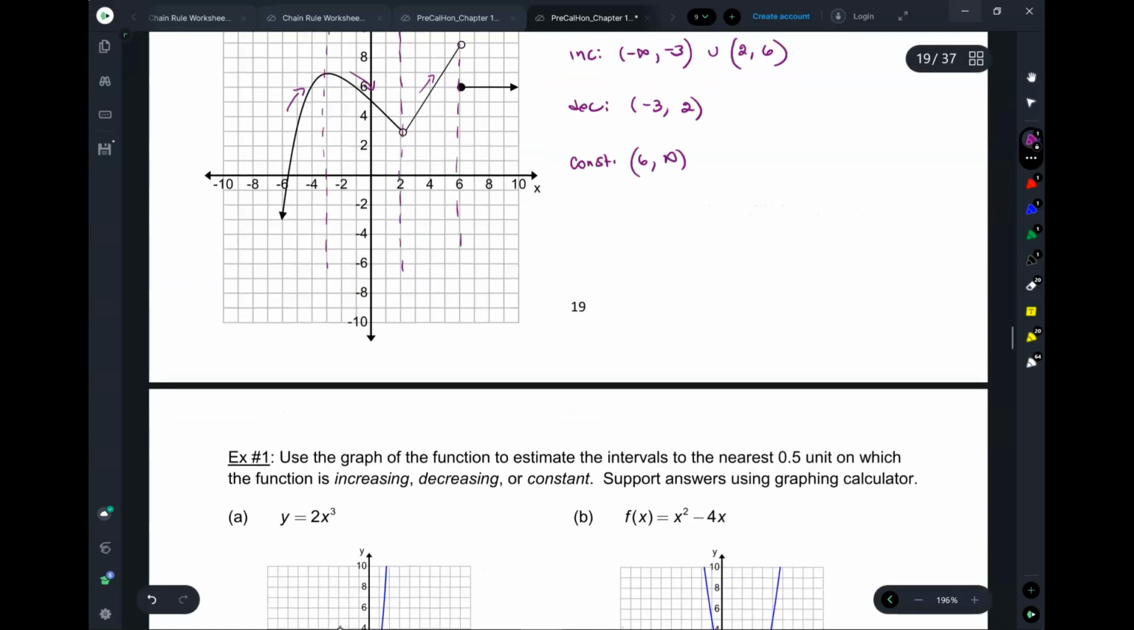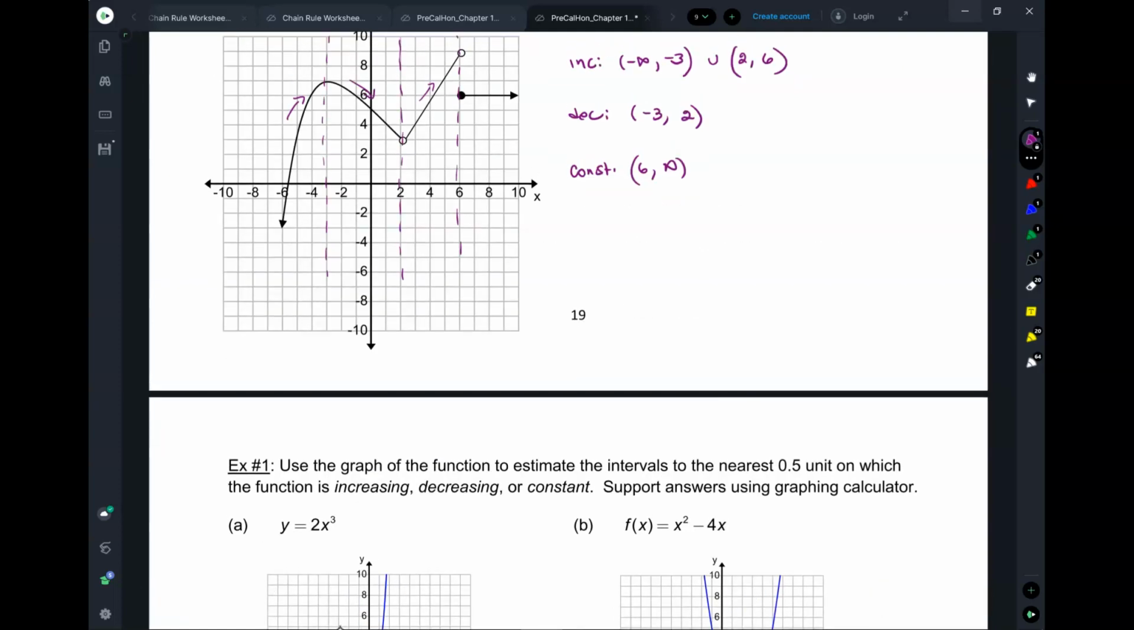Never closed, always open. Because we don't know. Because remember what I said, at x equals 6, you can't say it's constant because it always has to be compared to another value.